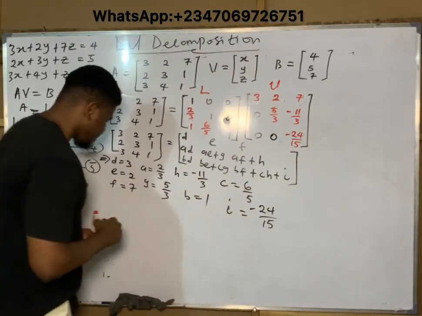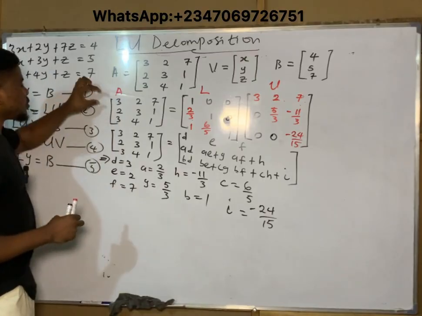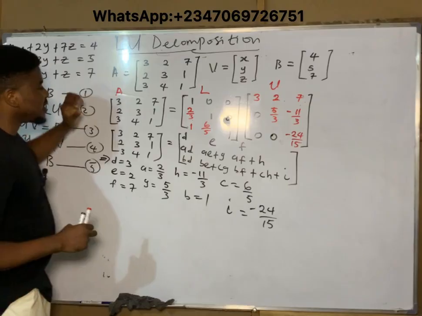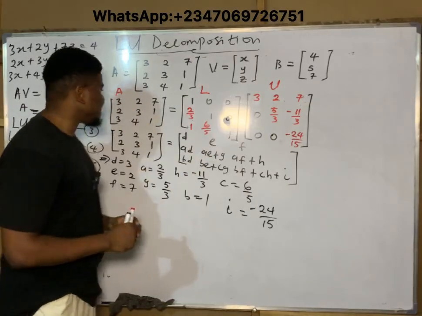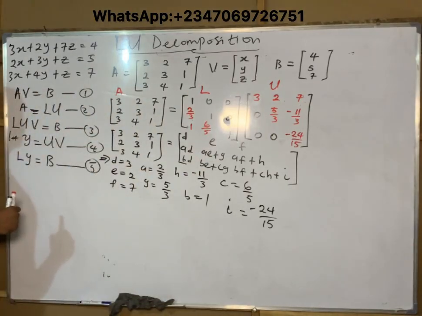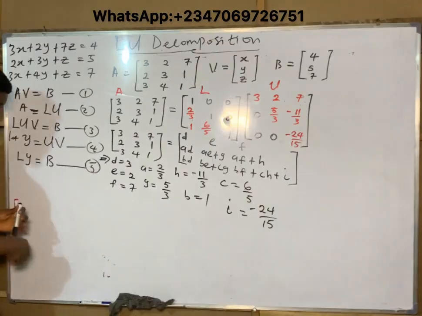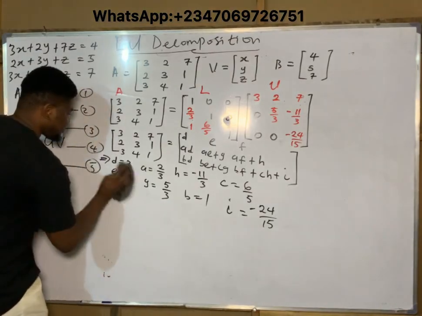Okay. So now we have been able to decompose A into a lower and upper matrix. It means we have satisfied the second equation. A equals lower times upper matrix. So we can take this off now.